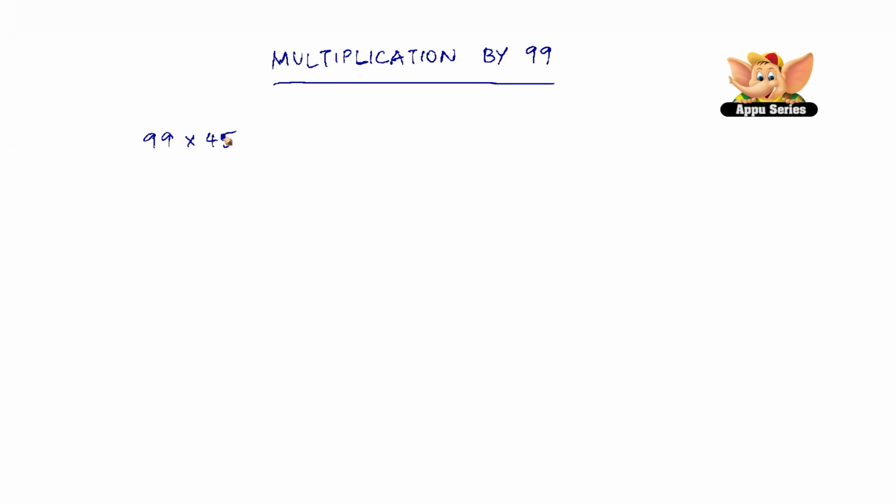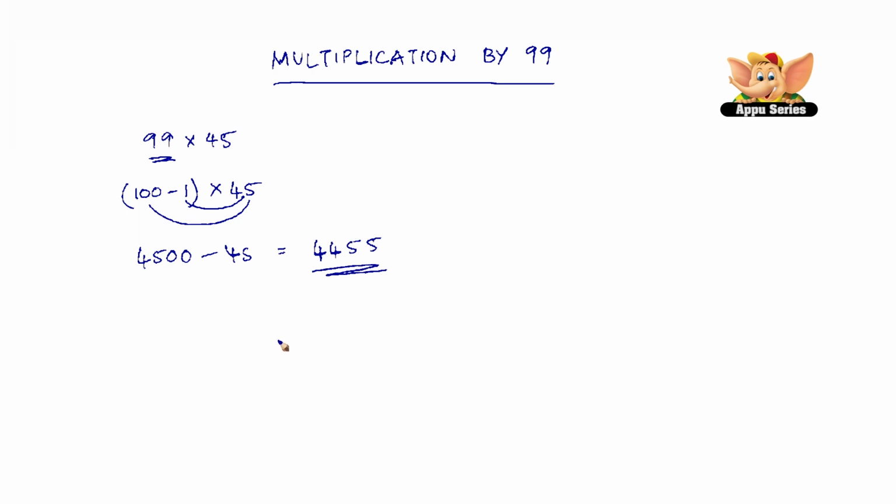Can we write 99 as 100 minus 1? I'm sure we can. That is, 100 minus 1 is 99, which is very simple, into 45. So now multiply 100 into 45 and 1 into 45. We have 100 into 45 is 4,500, minus 1 into 45 is minus 45, which is 4455. So this is the answer.